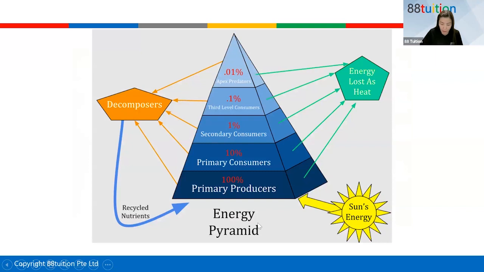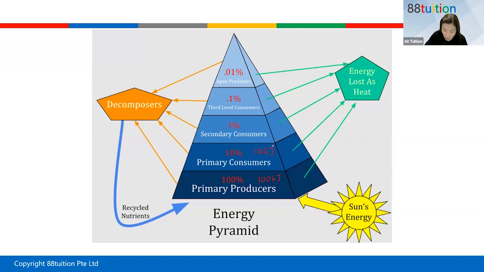Now another kind of diagram you will see is the energy pyramid. They call it different names, but they mean about the same thing. Now, let's say I have 100% of the energy at the primary producer. If I give it a number, let this be 100 kilojoules. When it passes on the energy from the primary producers to the primary consumer, it's only 10% of it. So it becomes 10 kilojoules.